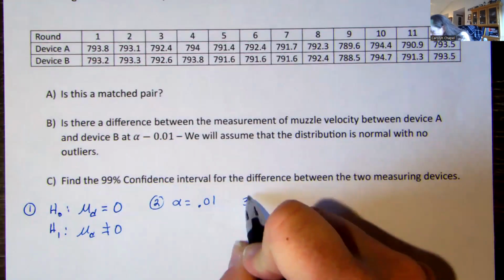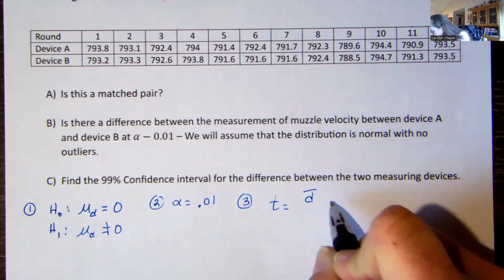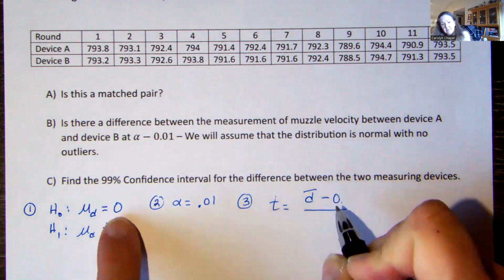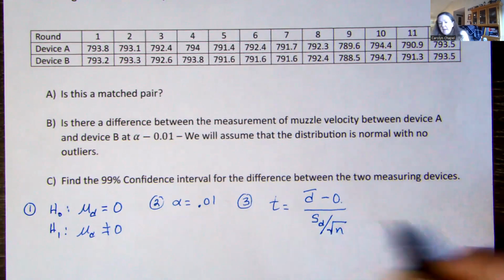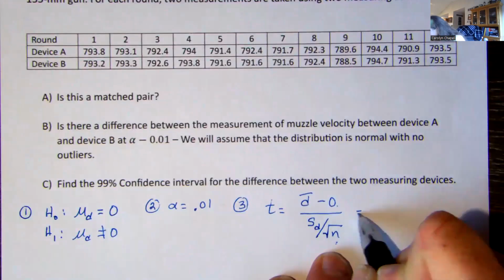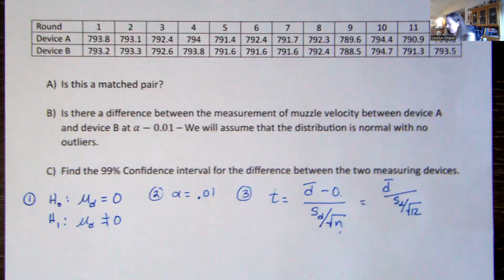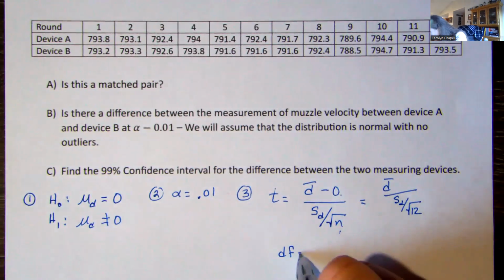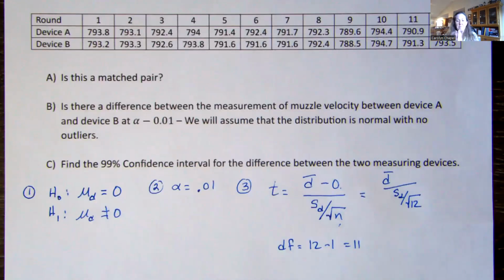Step 3 would be our test statistic, which we would calculate: d bar minus my 0, this 0 being this 0, s of d all over the square root of n. Now, n in this case, we have 12 shots, so that is our n. I'll put that piece in here, just so you know that that's where that comes from. Our degrees of freedom for these problems would be 12 minus 1, which is 11. So we're talking about the number of matched pairs. That's our n that we come up with.